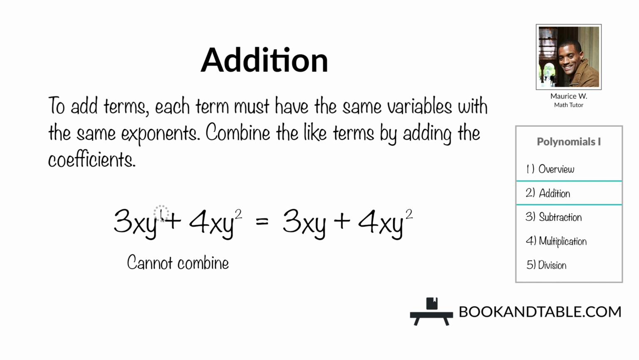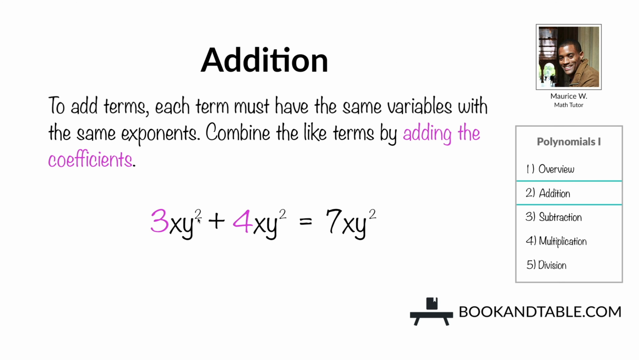But if this exponent instead of 1 were equal to 2, and we had 3xy squared plus 4xy squared, since we have the same variables with the same exponents, xy squared, xy squared, then we can add the coefficients 3 and 4 to give us 7xy squared.